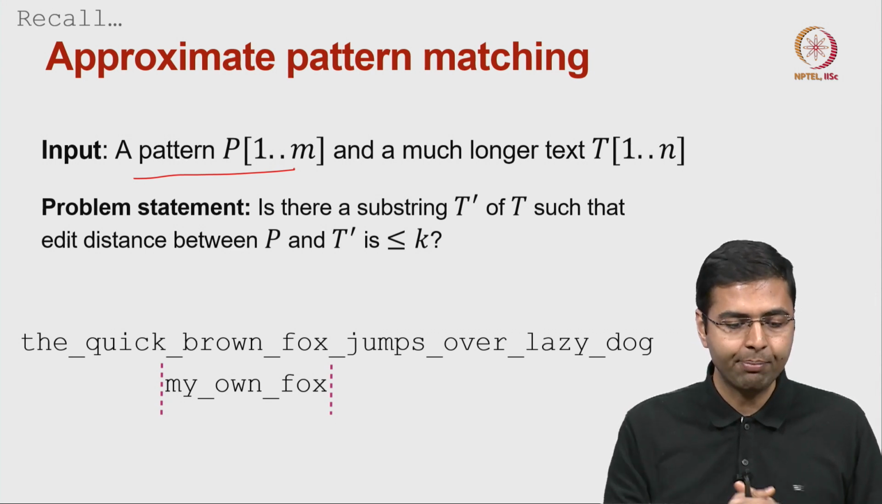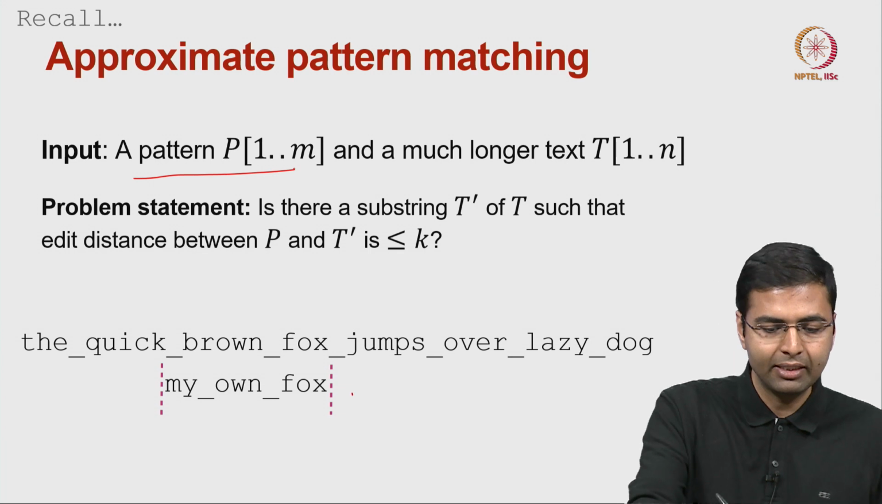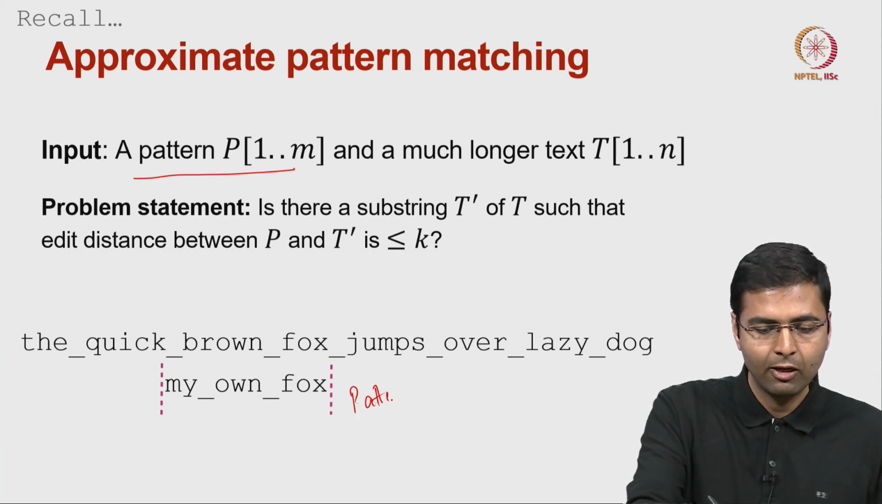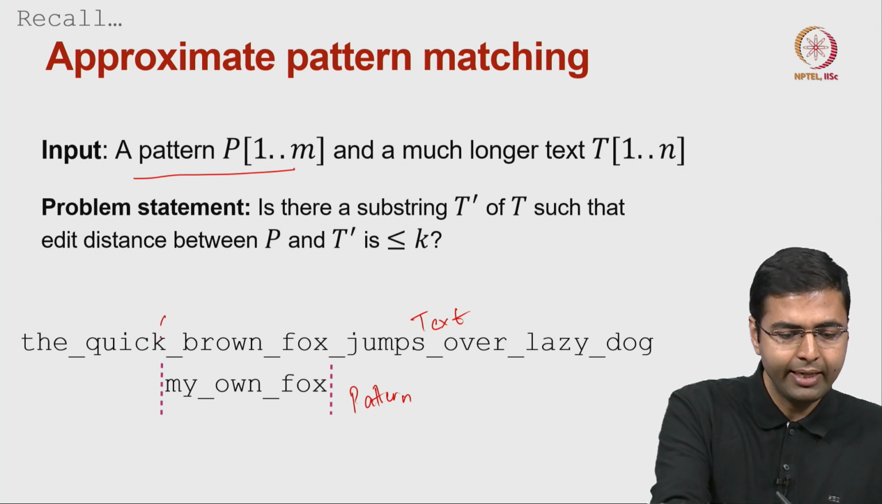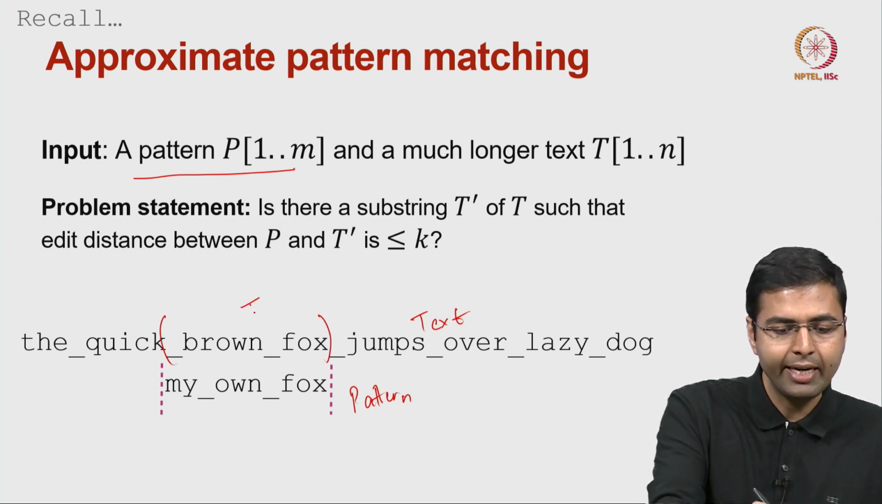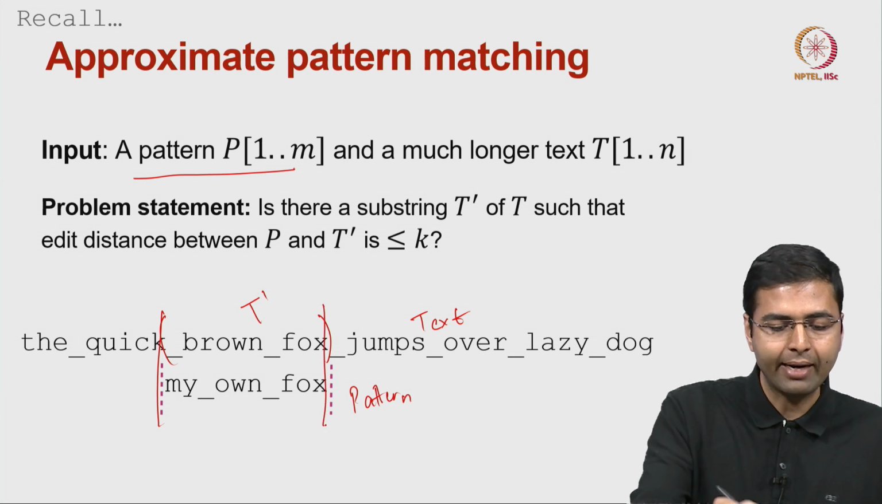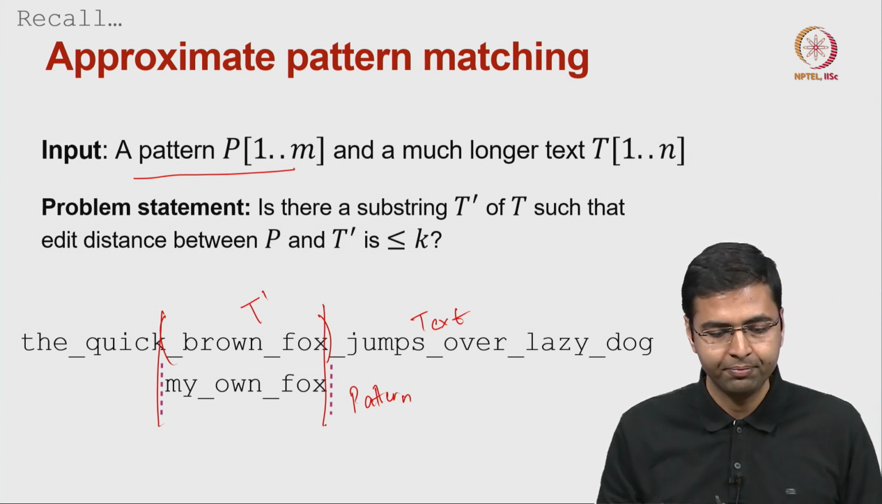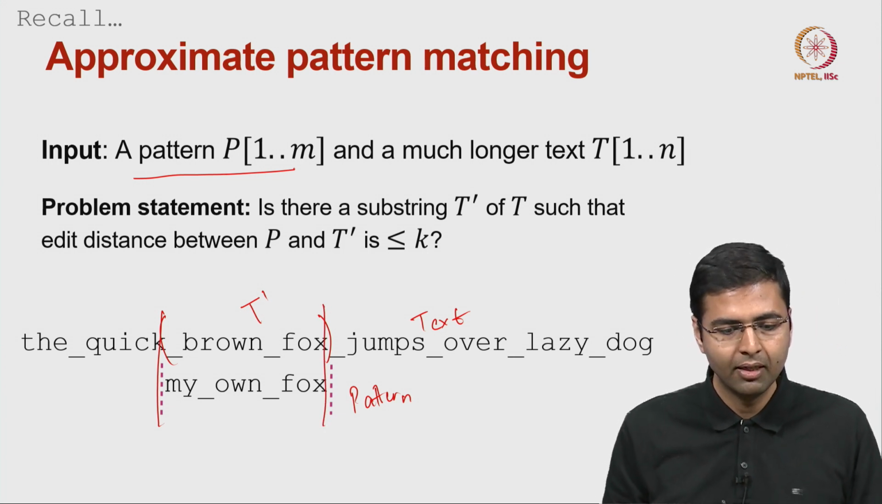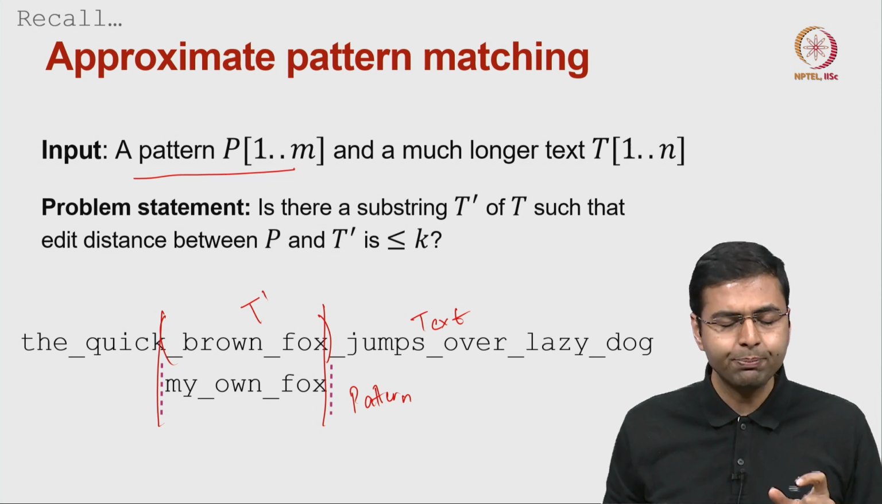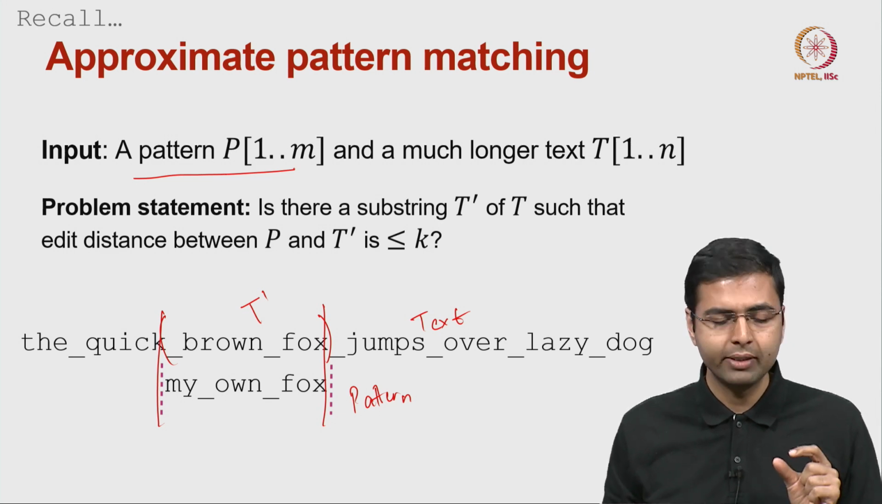So this is the same example that we used earlier, that is, if this is the pattern and this is the text, then we are asking: is there a substring T' of the text such that the edit distance between T' and the pattern is small. So for this problem we had discussed how to use dynamic programming.